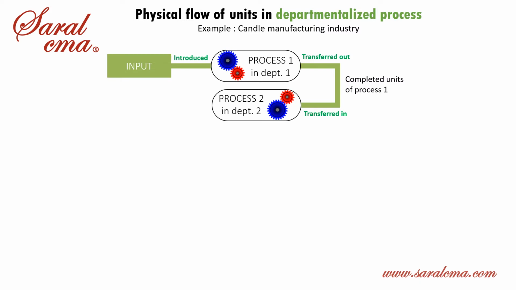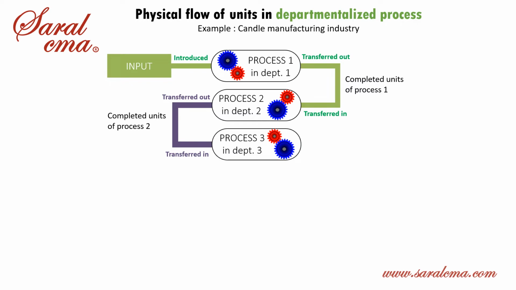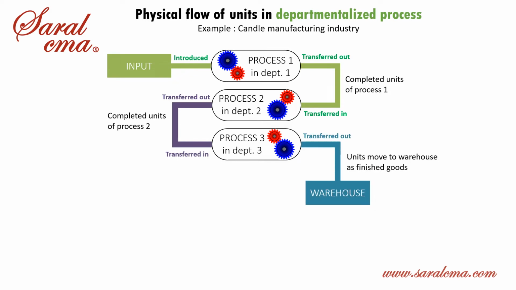Then the mold is moved to the second department where the mold is heated. The heated mold after some time is taken to third department where the mold is cooled down. The mold is taken out, the inside candles are removed and any excess wax attached to the candles are also removed. The candles are polished, they are checked for quality, they are packed and moved to warehouse. This is how candle manufacturing happens.